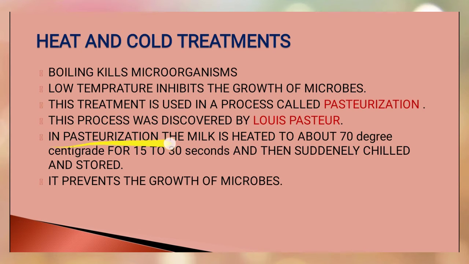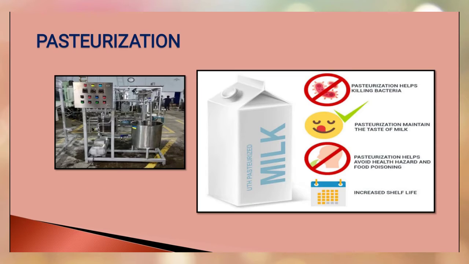In pasteurization, the milk is heated to about 70 degrees centigrade for 15 to 30 seconds and then suddenly chilled and stored. This prevents the growth of microbes. This is the image of pasteurization unit and here are the benefits of pasteurization given.